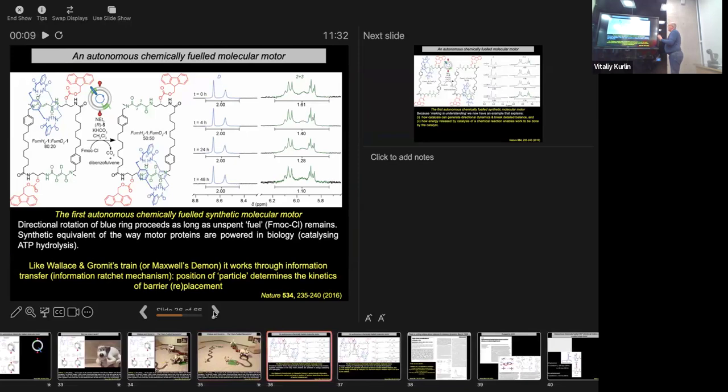That really works. So you keep adding this fuel, and the little blue ring will spin round and round. That was the first autonomous chemically fueled small molecular motor, and the blue ring rotates as long as unspent fuel is present. That's exactly the same way that motor proteins are powered in biology. They catalyze ATP hydrolysis. This interlocked molecule is catalyzing the hydrolysis of the FMOC chloride.